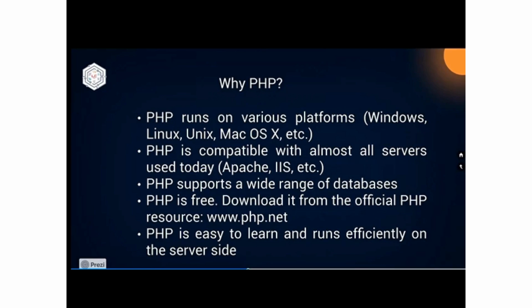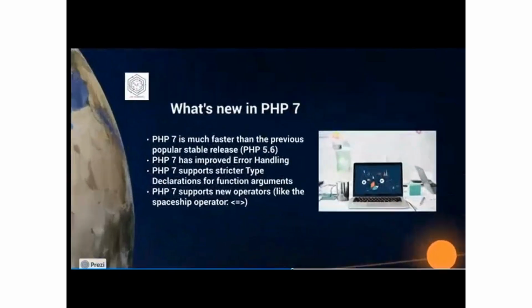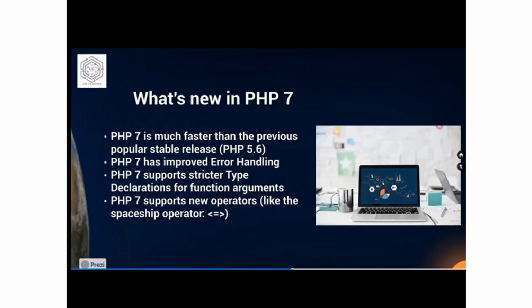So what is new in PHP 7? PHP 7 is much faster than the previous PHP 5.6. PHP 7 has improved error handling. PHP 7 supports new features such as function arrays. PHP 7 supports new operators like the spaceship operator, and so on.